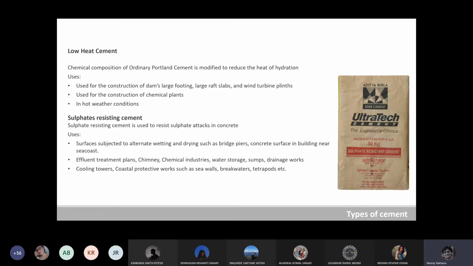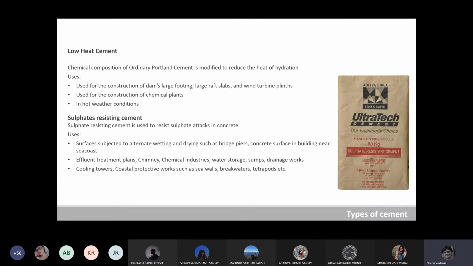Then comes sulfate resisting cement. Sulfate resisting cement is used to resist sulfate attacks in concrete. You must have seen the rocks in dunes getting weathered due to the wind. In the same way, concrete columns or concrete components also get weathered due to sulfates, may it be in water or in wind. So where the amount of sulfate is higher, we want this kind of cement which resists these attacks.